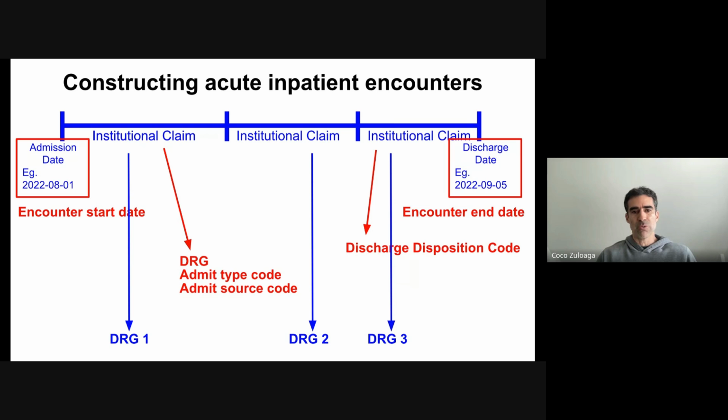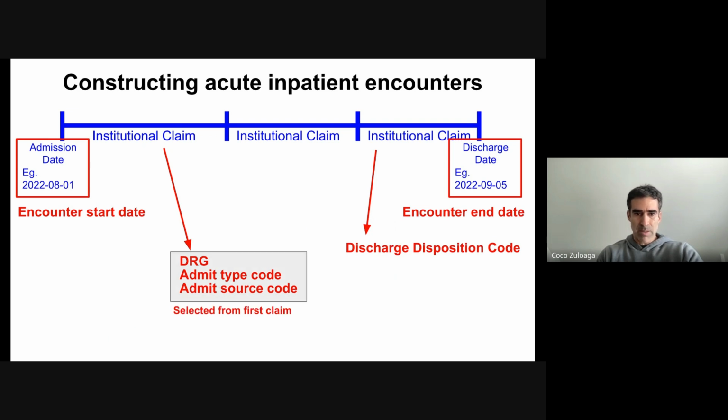And then there's also the issue of what happens when an encounter is made up of multiple institutional claims. Each of these institutional claims has key data elements, but it could be the case that they have different data elements from each other. So for example, if you have 3 institutional claims that make up a single encounter, each of those could have a different DRG, and you want to assign a single DRG to the encounter at the encounter level. So there's logic for how you would pick individual data elements from different claims making up the encounter to assign those data elements at the encounter level. And there's rules for selecting some of these data elements from the first claim in the encounter and other data elements from the last claim in the encounter.